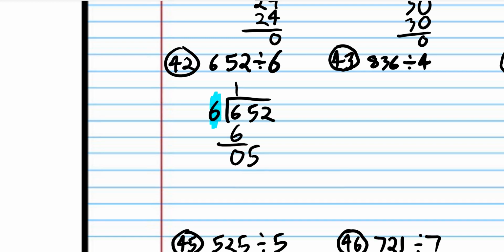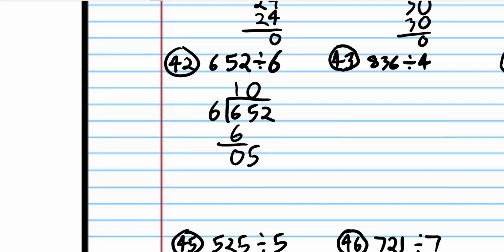6 does not go into 5. So after we subtracted and after we brought down the 5, the divisor still doesn't go in. So because the divisor still doesn't go in, what we do is we say 6 does not go into 5. So 6 goes into 5 0 times. And we put a 0 above these numbers. Remember, always line up these numbers. So that was what was different about this problem, is that after we brought down the number, the divisor still didn't go into it, so we had to put a 0, because 6 went into 5 0 times.